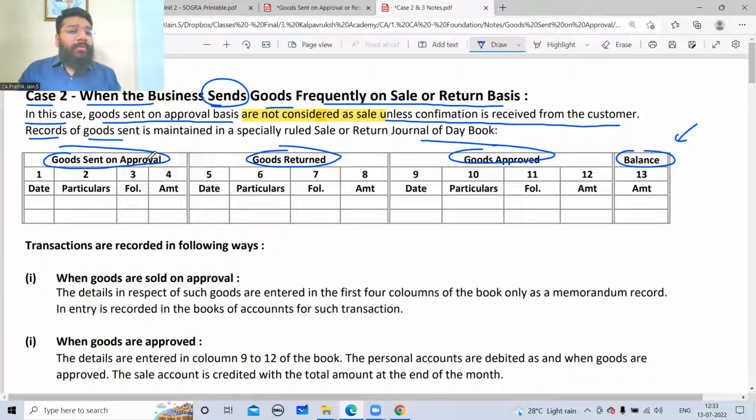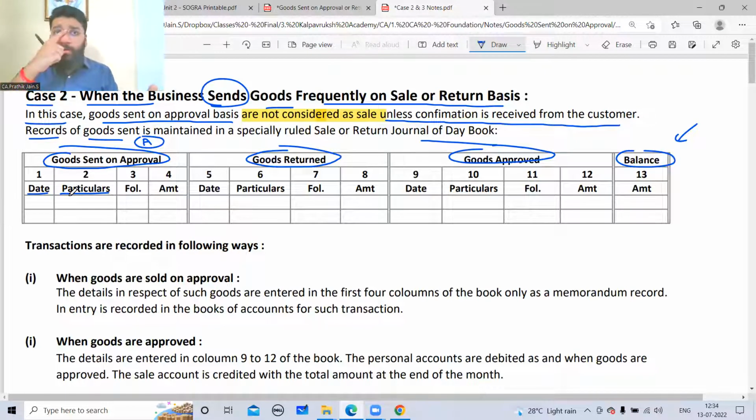Goods sent on approval, this first column, I'll mention this as A. This A has got 4 sub columns. First column is the date on which the goods were sent. Particulars: to whom the goods were sent. What all were the goods sent? Description of goods. The party to whom the goods have been sent.